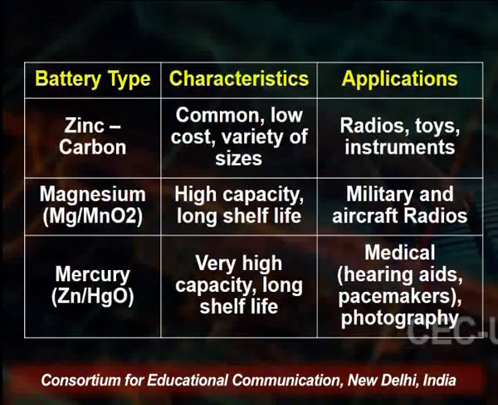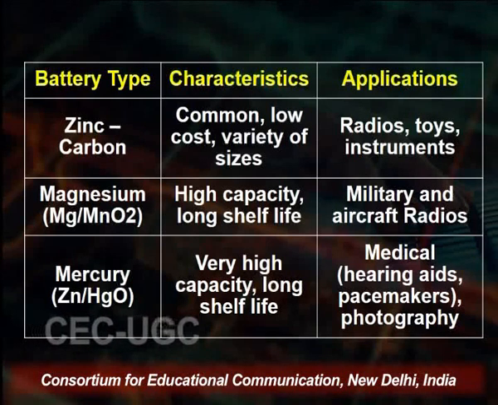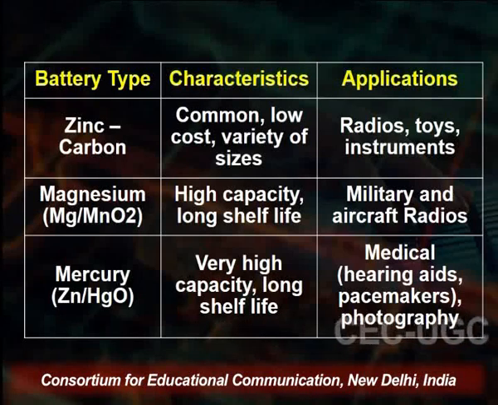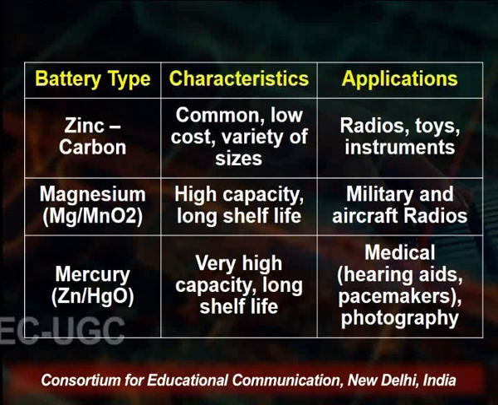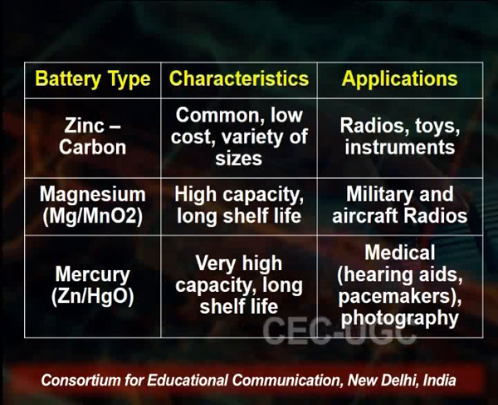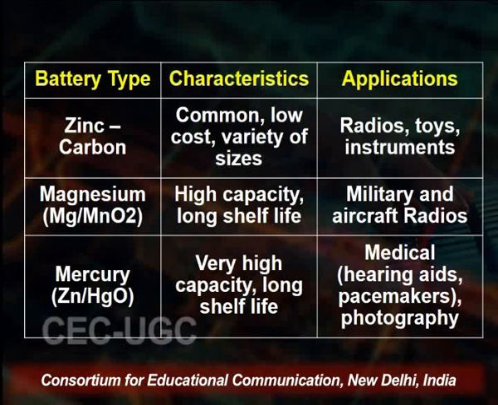Here we are defining some of the batteries with their characteristics and their applications. First we discuss the zinc carbon: the characteristics are common, low cost, and we can get this type of battery in a variety of sizes, and radios, toys, and instruments use zinc carbon batteries. Another type is magnesium, Mg/MnO2, which has high capacity and long shelf life, and is used in military and aircraft radios.